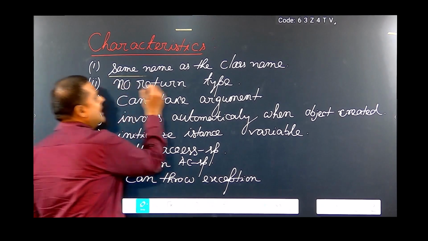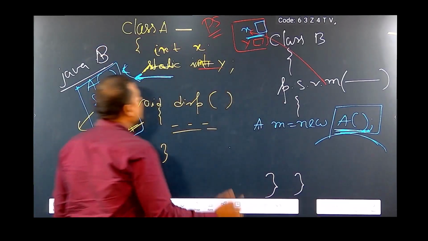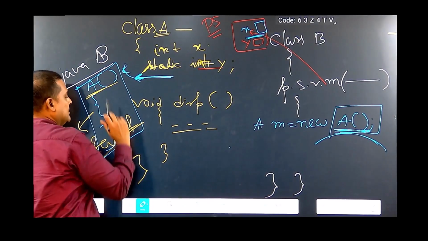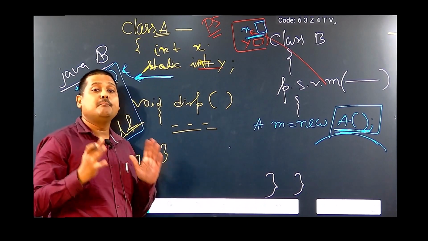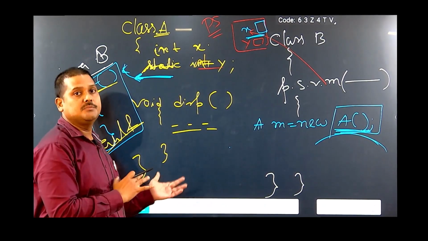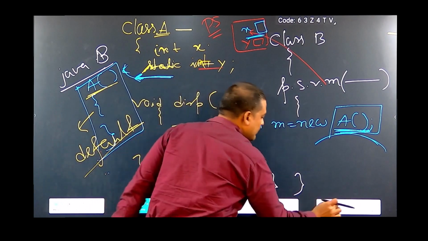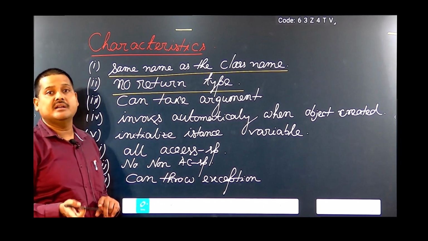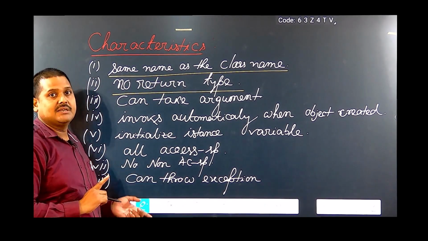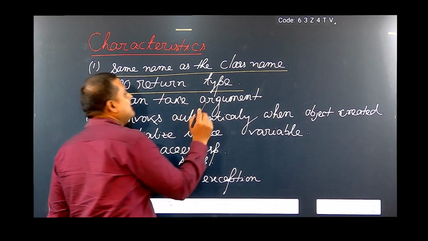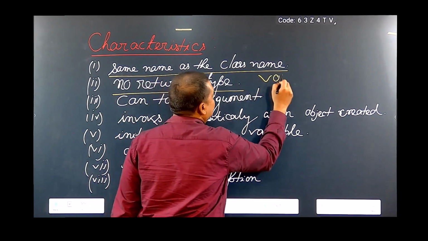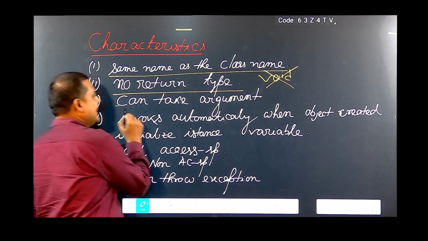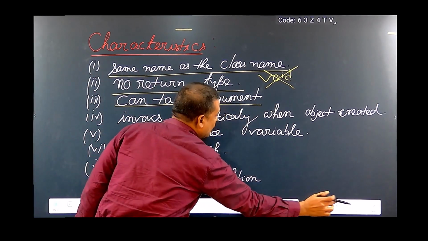Constructor has the same name as the class name. Look here, we have the class name A, the constructor name is also A. It is one type of method, a special method having these properties. It has the same name as the class name, it does not have any return type, it can't return any value. This method can't return any value, even void is also not there. Now, it can take arguments.